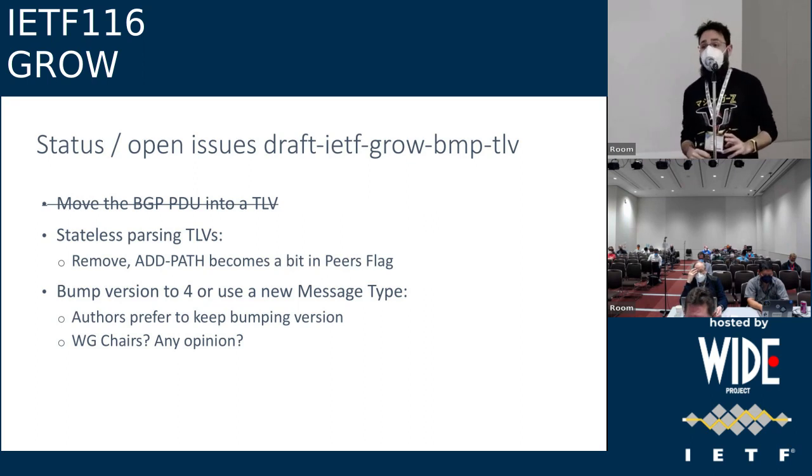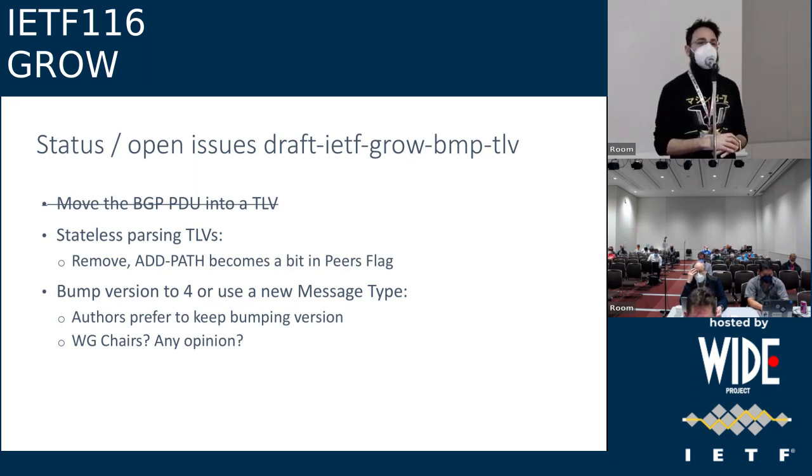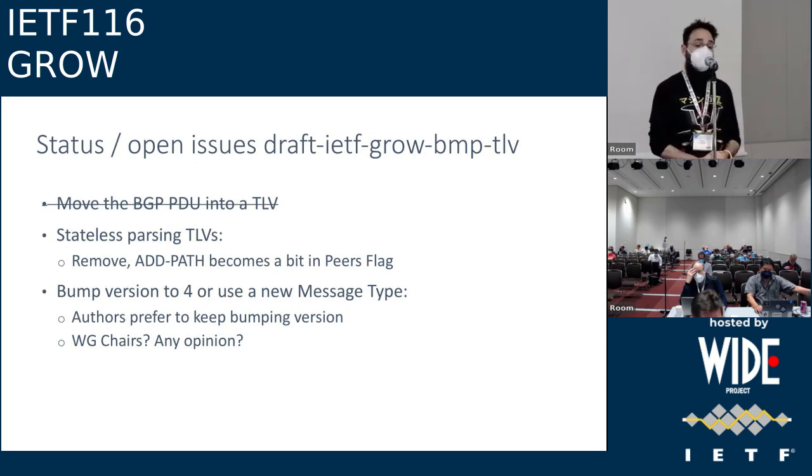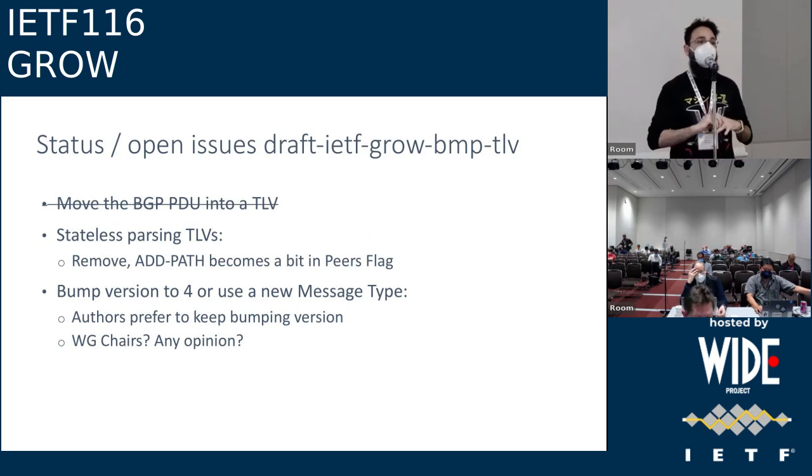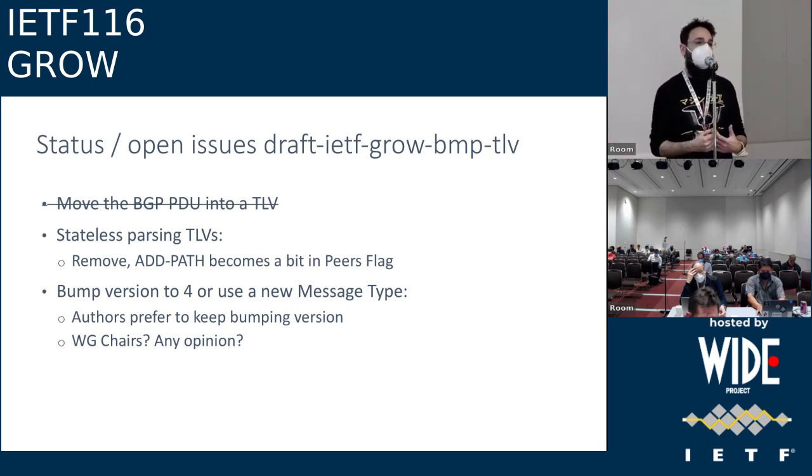And then there is a second item, which is maybe a little bit more tricky. So I'm looking also at the chair here, to have an opinion on this, right? So at the moment, what happens is that as part of this draft, we bump the version to version 4. Why? Because what we are doing in this draft is not backward compatible, because you can have TLVs and a defensive collector may reject a route monitoring message because it expects that there are no TLVs, okay?